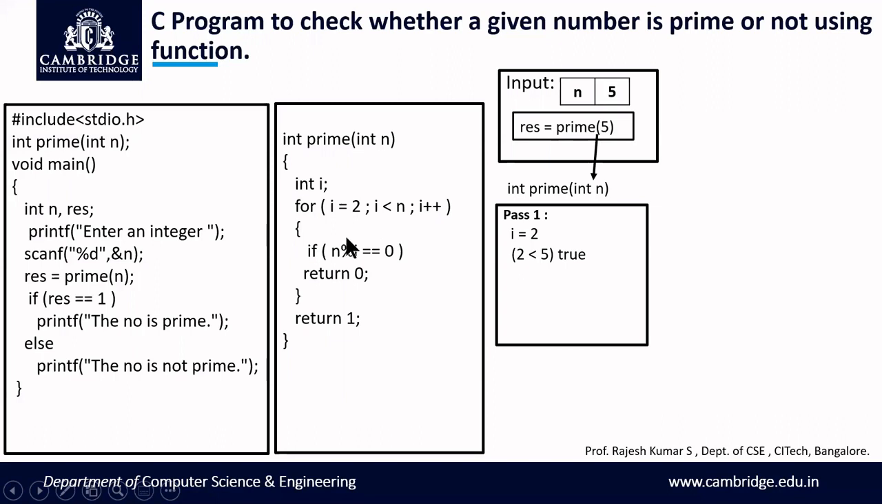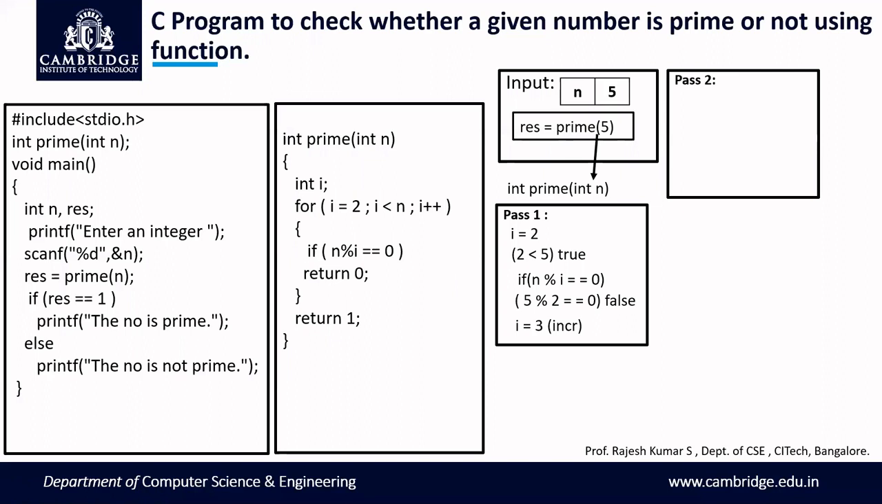We'll come inside the for loop and check whether the given number is divisible by 2. How do I check? The given number is 5: 5 mod 2 double equals 0. Obviously, it is not equal to 0, so we understand that it is not divisible by 2. When the condition is false, I will go back to the for loop and increment the i value. The i value will become 3.